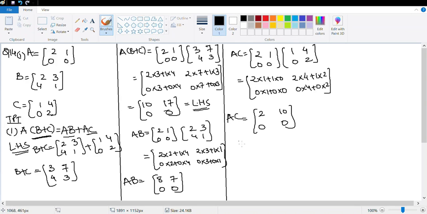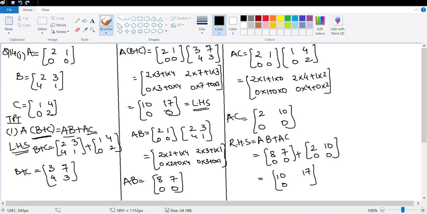Now let's see what right hand side will be. Right hand side is equal to AB plus AC, which means 8, 7, 0, 0 plus 2, 10, 0, 0. Now adding corresponding terms, 8 plus 2 gives me 10, 7 plus 10 gives me 17, 0 plus 0 is equal to 0, 0 plus 0 is equal to 0. So this is right hand side, which is AB plus AC. So we'll write, since LHS is equal to RHS, hence proved. That's what they wanted us to prove.